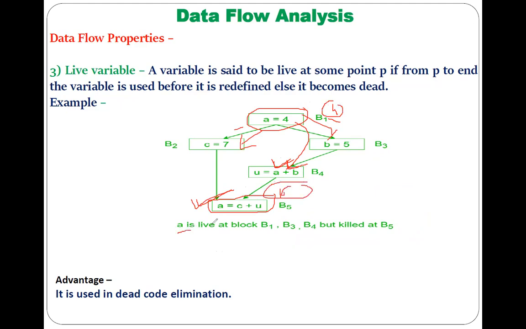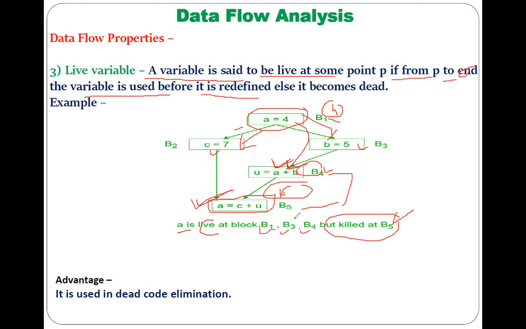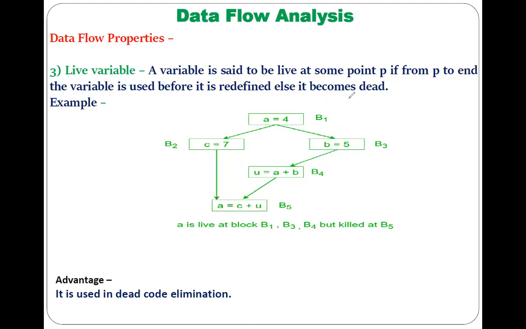Understood? That is the reason it is said A is live at the points B1, B3, B4, but getting killed at B5. Same definition I have written. A variable A is said to be live at some point B4, B2 or B3 if from P to the end, now point P you can consider B4 as a P point, to the end, in the sense from B4 to B5, the variable is used before it is redefined. So yes, it is utilized at B4 before it is redefined, but it is getting redefined at B5. That's why it has become dead here and it is live here. Understood? That is the definition of live variable.